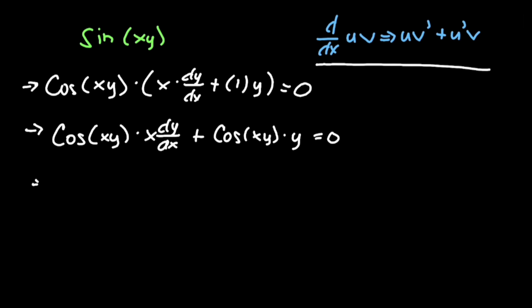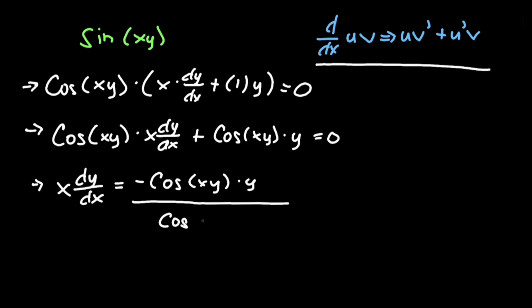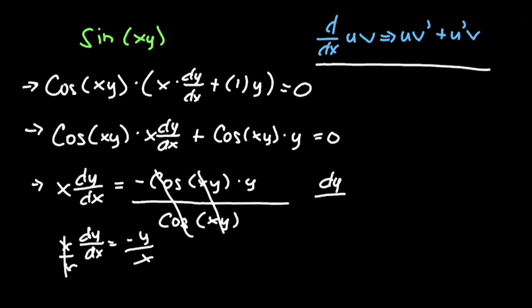So isolate dy/dx here. You will get x multiplied by dy/dx is equal to negative cosine of xy multiplied by y, over cosine of xy. Since these two are multiples, divide by cosine xy and these two will cancel each other out, so you're left with x dy/dx equals negative y. Divide both sides by x, these two will cancel each other out, so dy/dx here would be negative y over x.